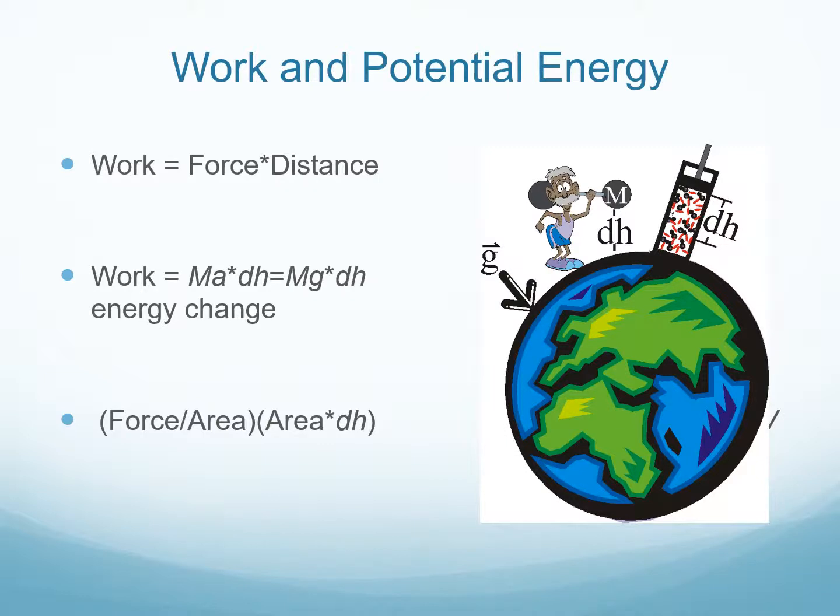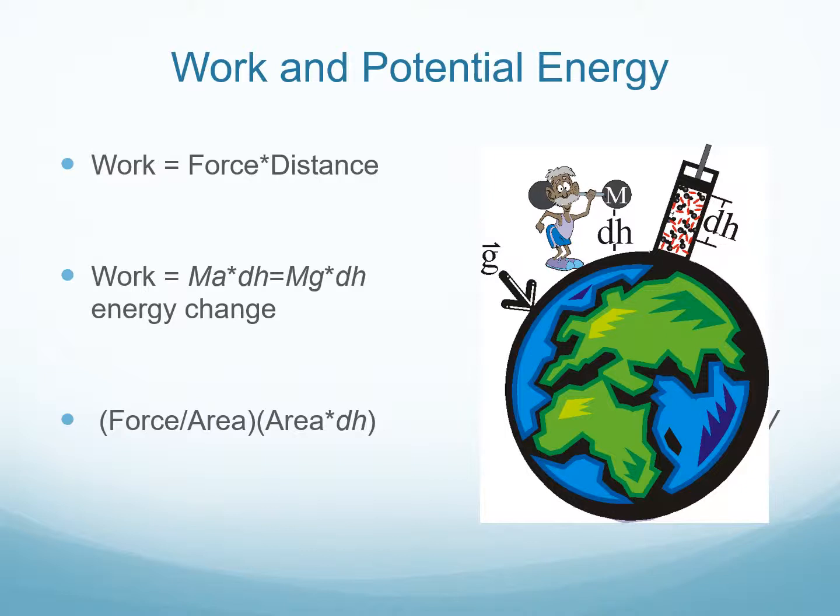Consider work and potential energy. Work is the dot product of force times distance. Now this man in the picture here, he's lifting a weight, and it's actually the force times the change in elevation in this case. So work in his case is equal to the mass times the gravitational constant, times the change in height, which is dh. And g is 9.82 meters per second squared. Fine. And this is also equal to the potential energy change.